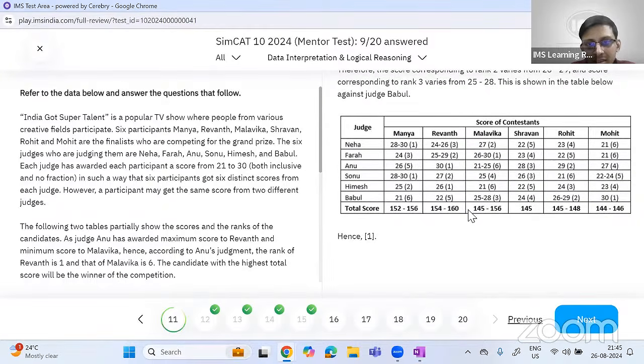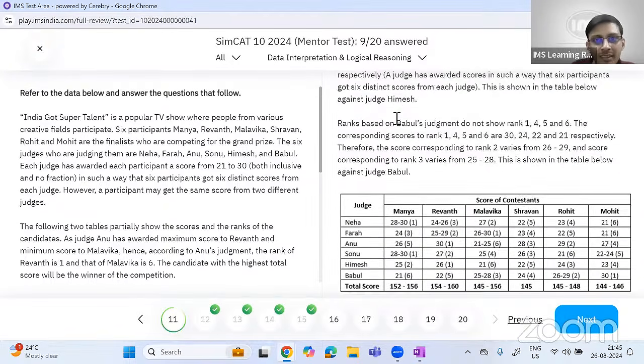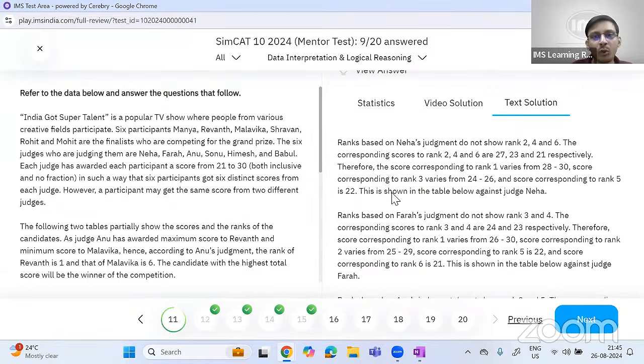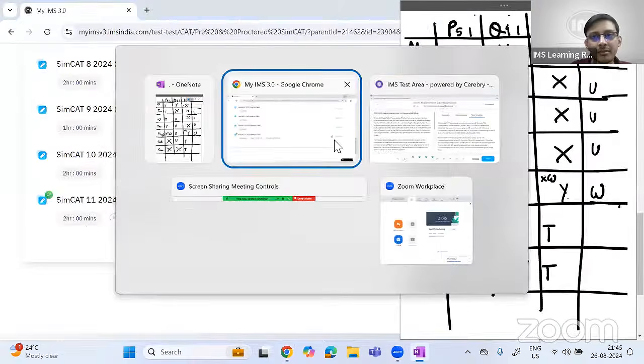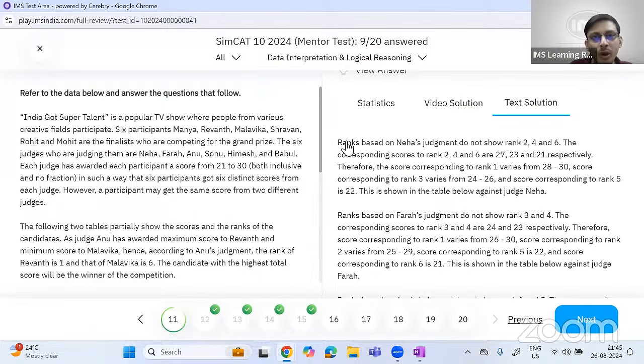Okay, I'll have to look at this. Now, in fact, I want to do one thing. Let me just see which question in quant I got incorrect.